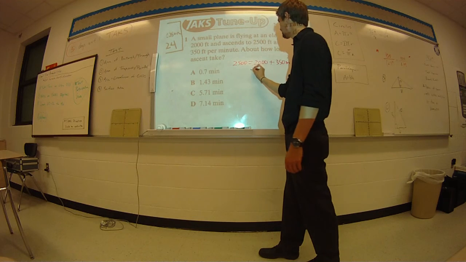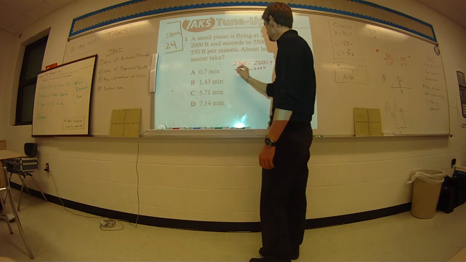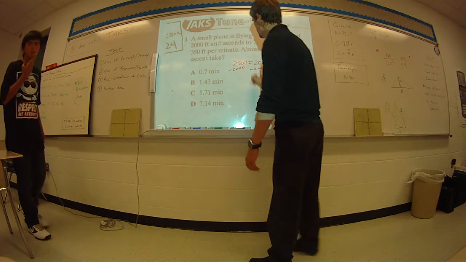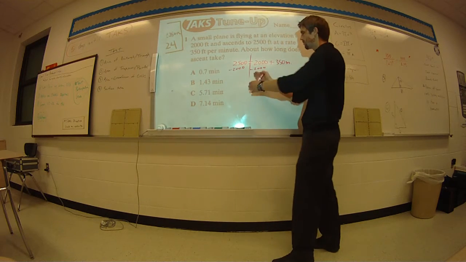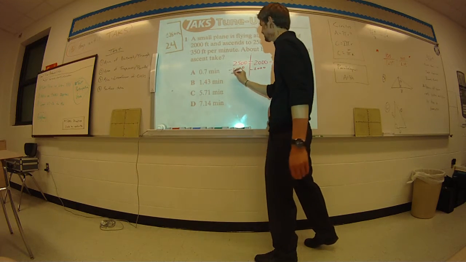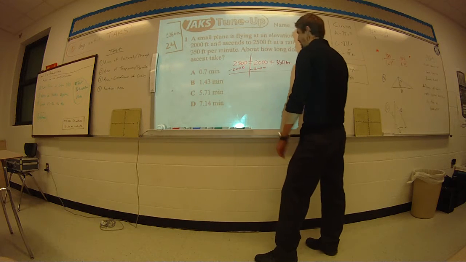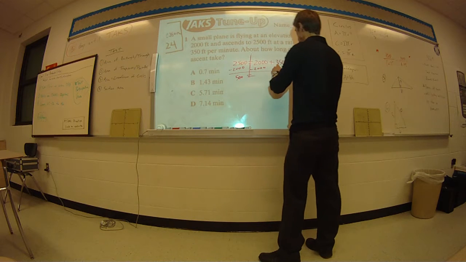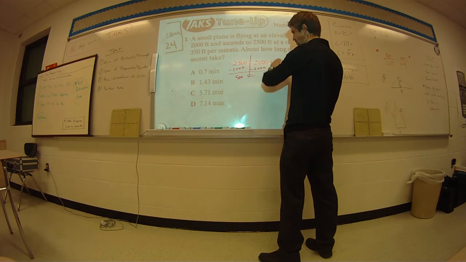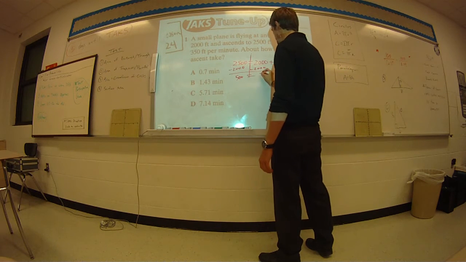First thing we're going to do is subtract 2,000 from both sides, alright? And remember, if ever you have trouble with this equation, you could divide it into two parts. Whatever you do to one side, do to the other, alright? You got 500 equals 350m. That 2,000 goes away. So 350m.